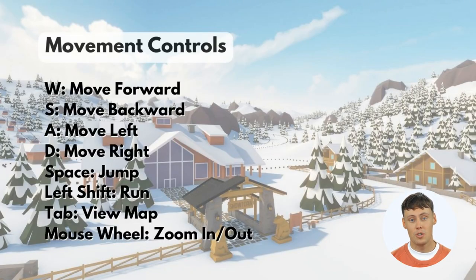The movement controls in Snowtopia, Ski Resort Builder are essential as they allow players to navigate the terrain and build their resort. The default movement controls are as follows. W, move forward. S, move backward. A, move left. D, move right. Space, jump. Left Shift, run. Tab, view map. Mouse wheel, zoom in/out.